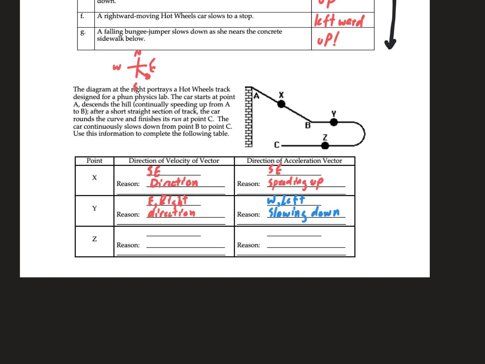At point Z, once again, the object is still slowing down, but it's telling me that the velocity vector is pointing to the left. So here I'm going to say west or left here. And once again, that's the direction of motion. That's the way it's pointing at me. And the acceleration vector, well, it's still slowing down. So from Z's point of view, it looks like the vector is pointing to the east or to the right.